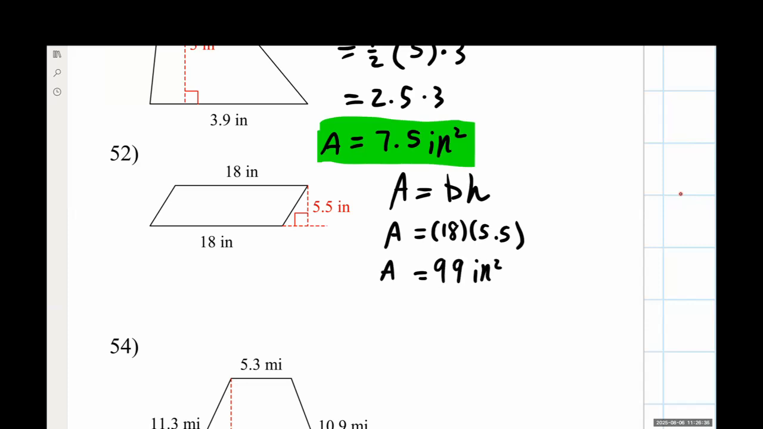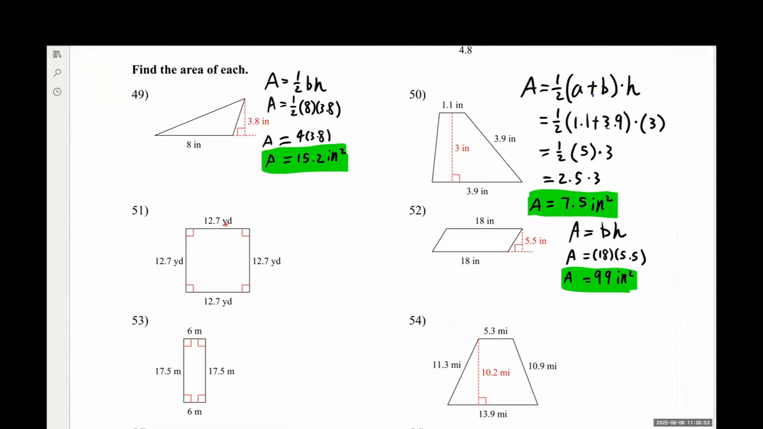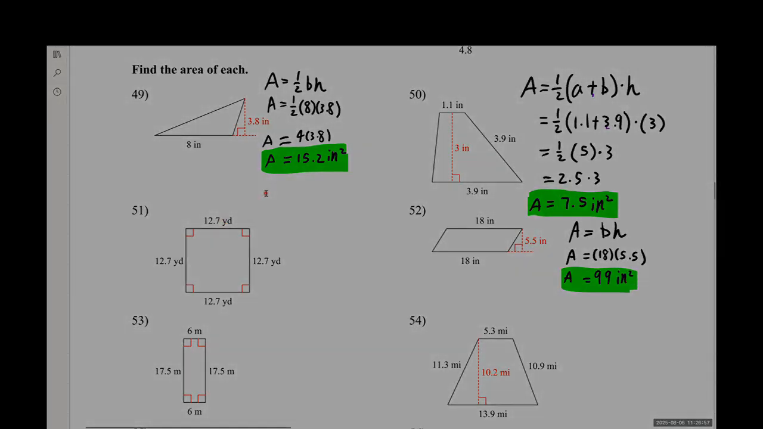And that's perfect. Love it. A lot of the same things here. Fantastic. So three really good solid examples of going through and finding the area of these things.